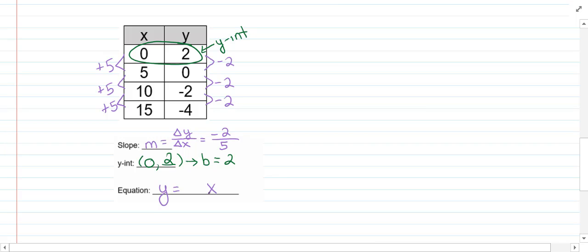So again, in the equation, we're always going to have y and x. I'm going to plug in -2/5 for m, my coefficient of x, and I'm going to add 2 at the end for my y-intercept.